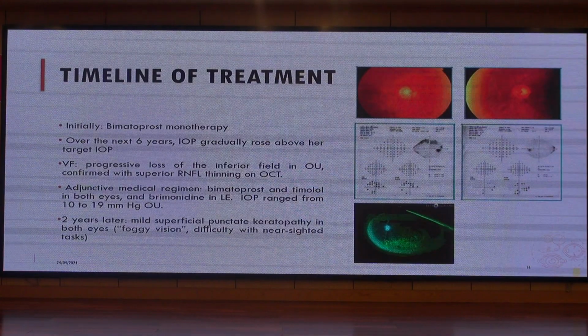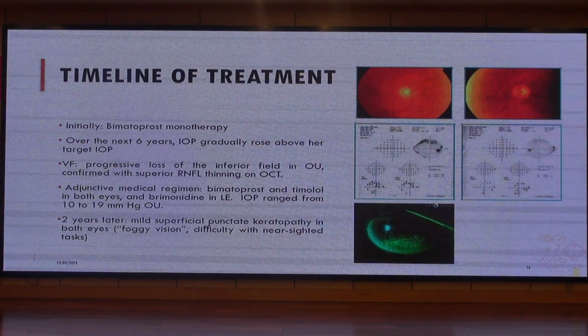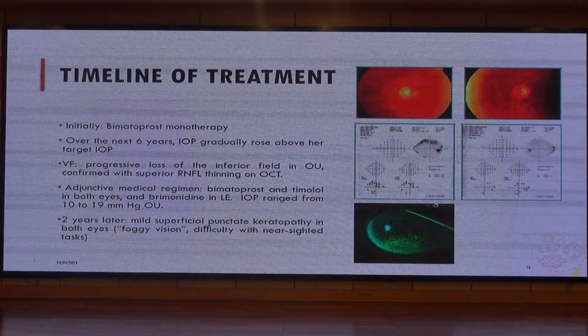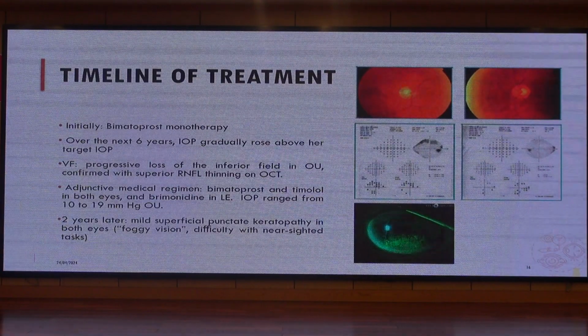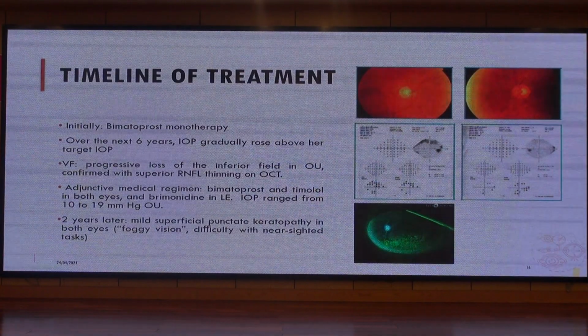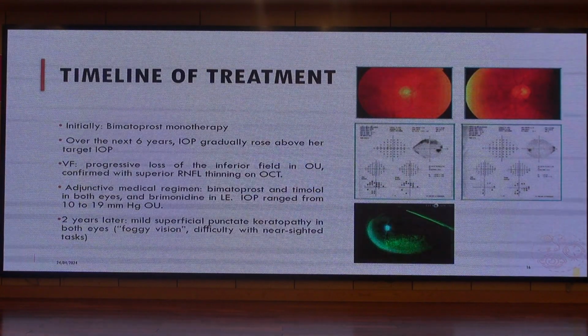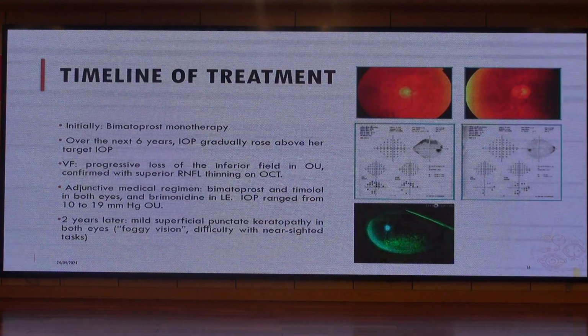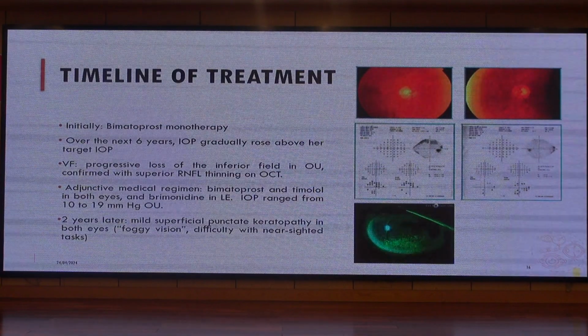In the last 2 years, she came and complained of foggy vision and difficulty with near-sight tasks like writing, reading, and sewing. On slit lamp, you can see a mild superficial punctate keratopathy in both eyes.